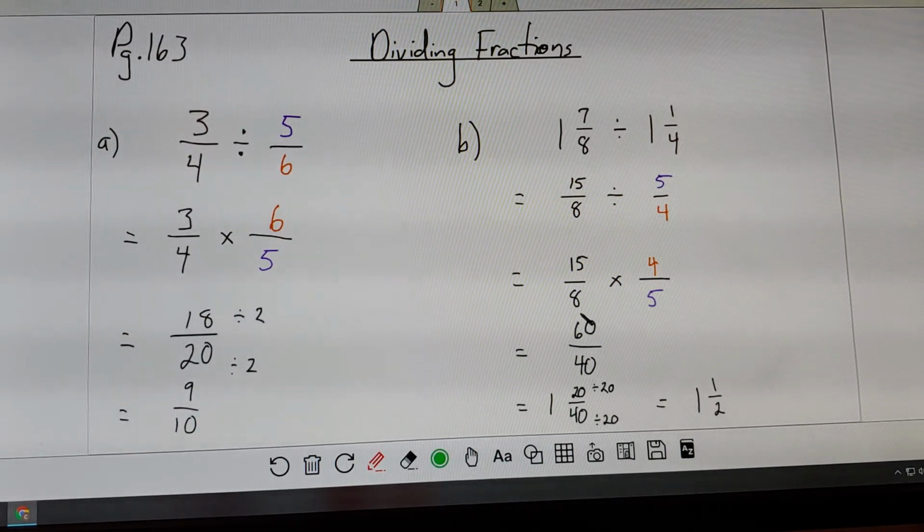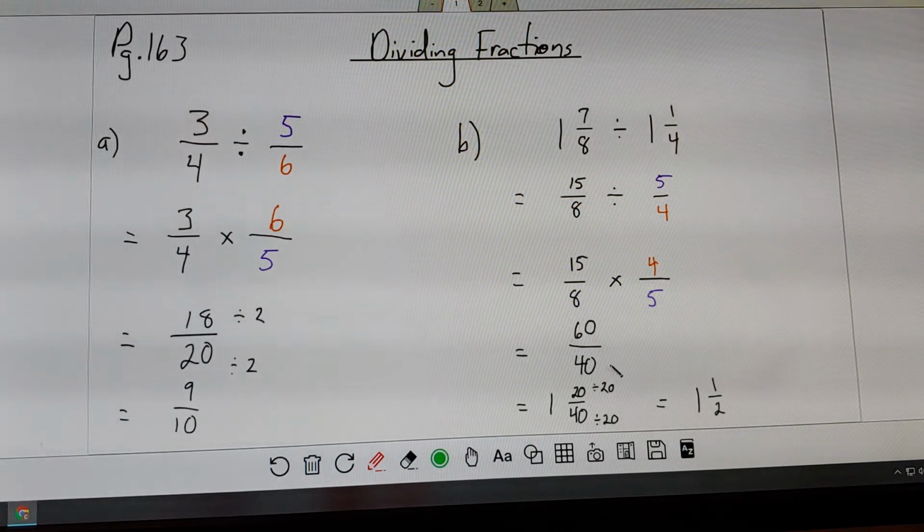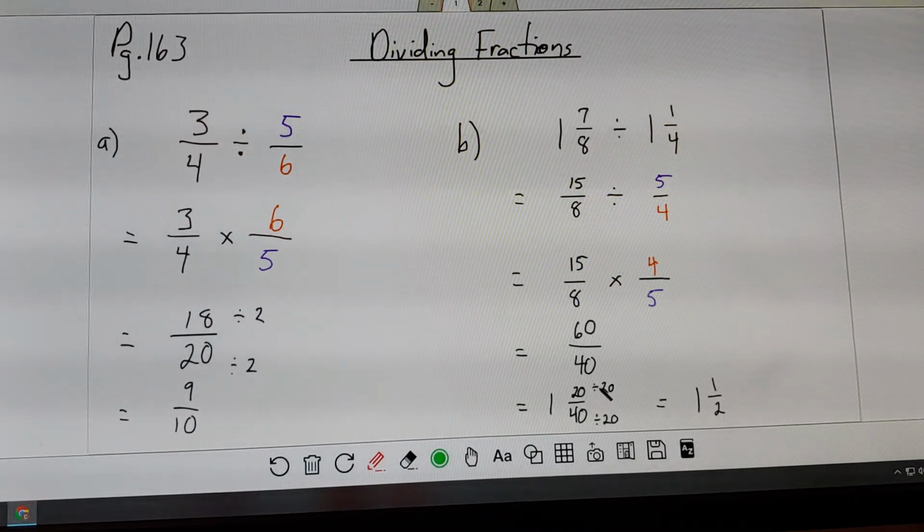15 times 4 is 60. 8 times 5 is 40. Improper fraction. How many groups of 40 go in there? Well, once. That's worth 40. Take the 40 out. I'm left with 20. I can divide both of these by 20, and I get 1 and 1/2.